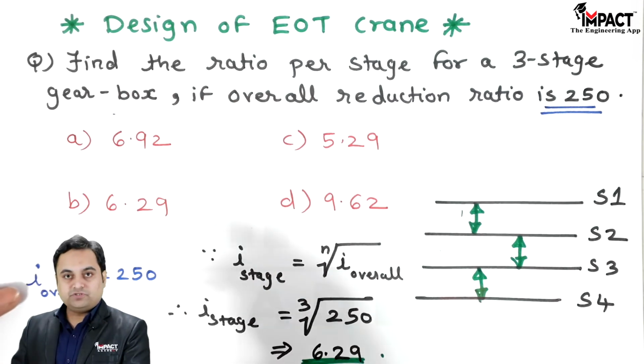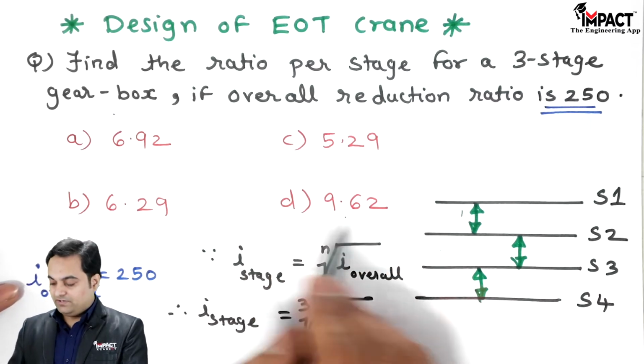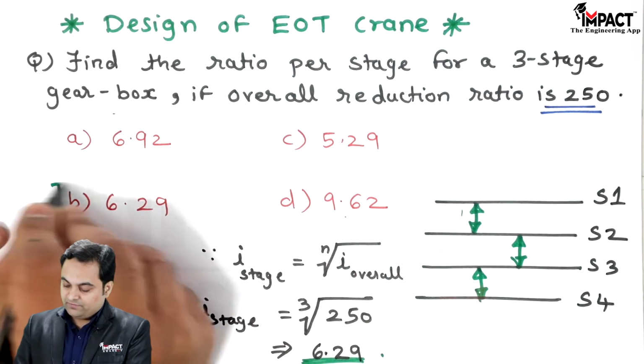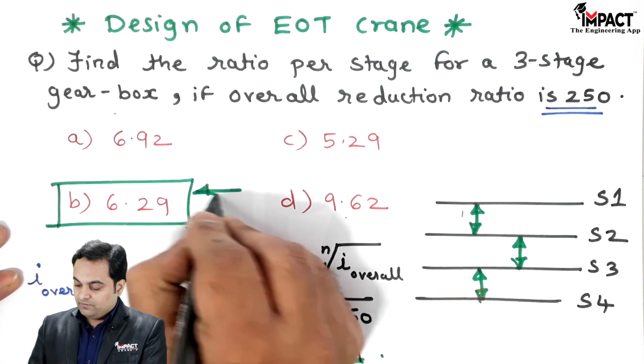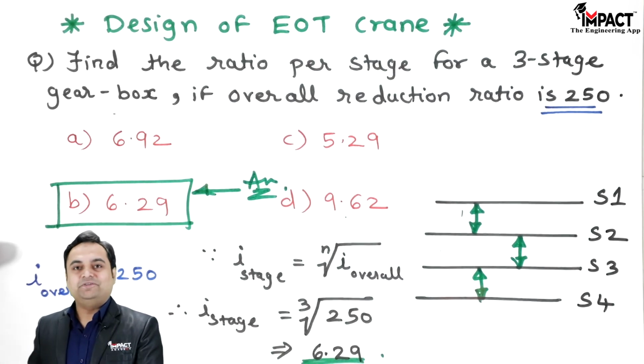So when we look at the options, 6.92, 5.29 and 9.62 are the incorrect answers. The correct value is 6.29. So that's the correct answer and the problem gets completed.